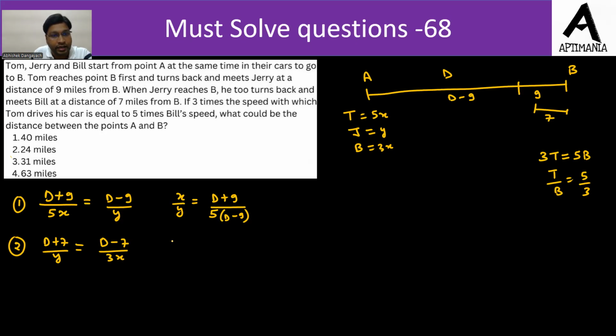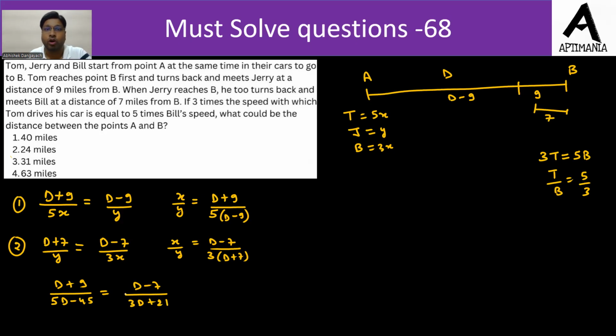From the second, if we find the ratio of x to y, it comes out to be D minus 7 over 3 times of D plus 7. Now these both are the same ratio, so we can equate them. So D plus 9 over 5D minus 45 is equal to D minus 7 over 3D plus 21. So this will be a quadratic equation.